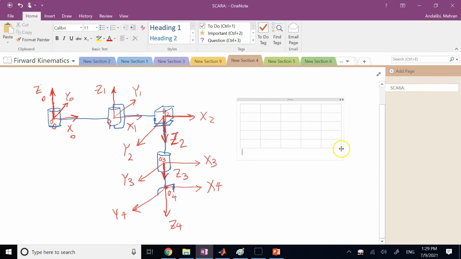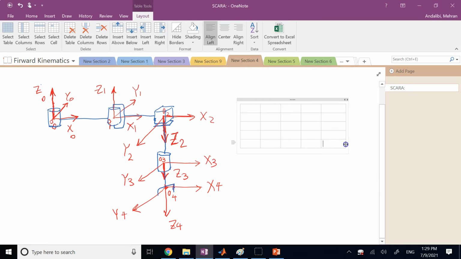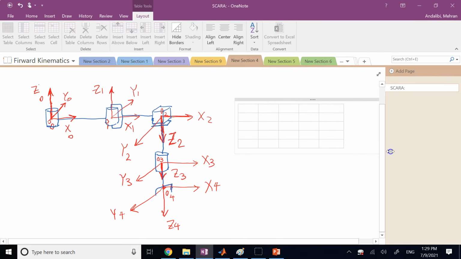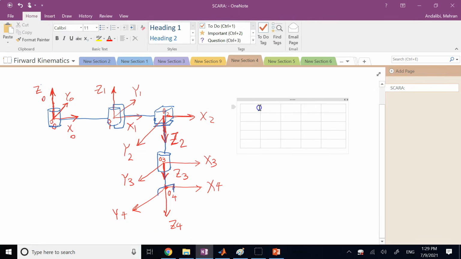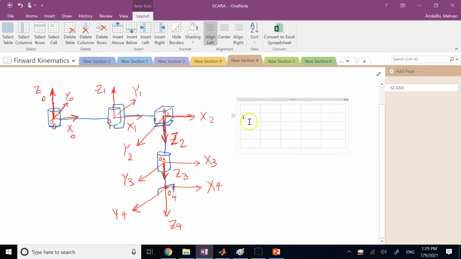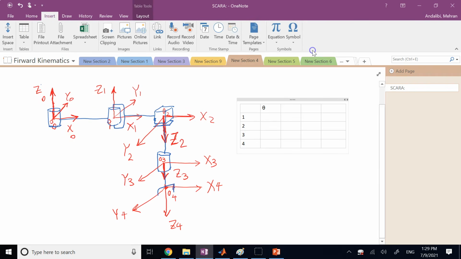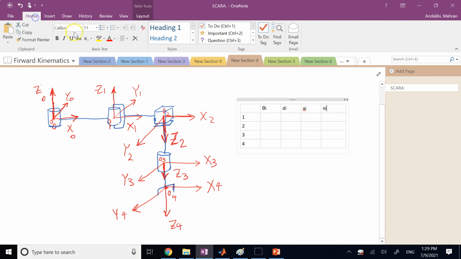And I should be able to make this a little bit bigger as well, hopefully. No? That's okay. So this is 1, 2, 3, and 4. And then here you have theta i, and then you have d i, and then you have a i, and then you have alpha i. Okay, so now that I got these, let's go ahead and, based on the frames that I set, see if I can find these parameters.